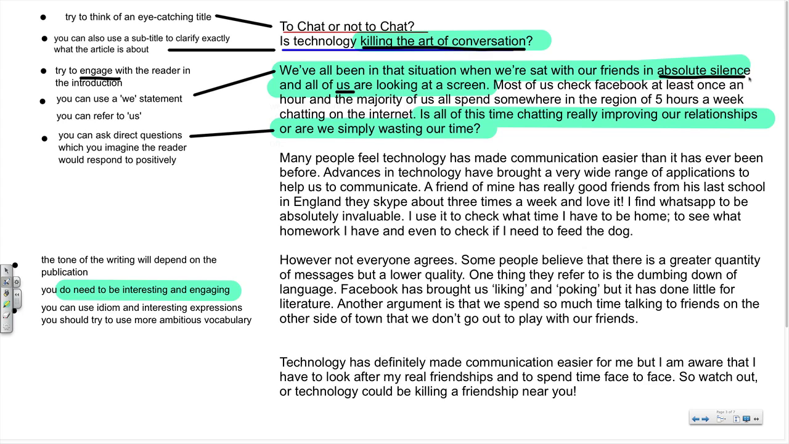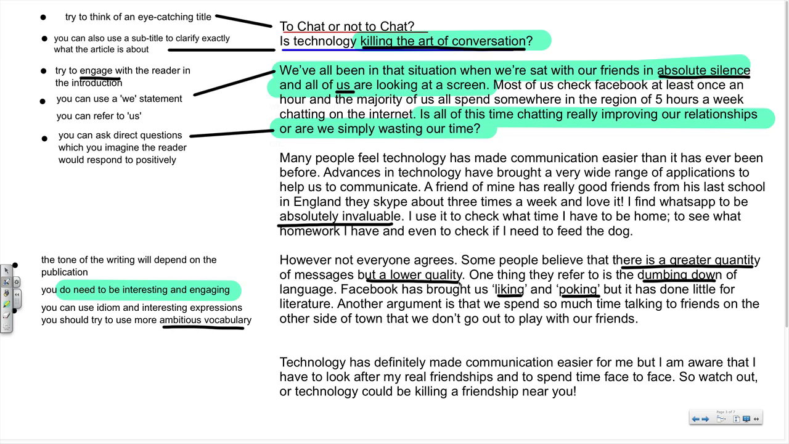"Sat in absolute silence." This is good, ambitious vocabulary. "Absolutely invaluable," good, ambitious vocabulary. "Liking and poking," these are modern terminology. "Dumbing down," a nice phrasal verb. This is a nice expression: "a greater quantity, but a lower quality."